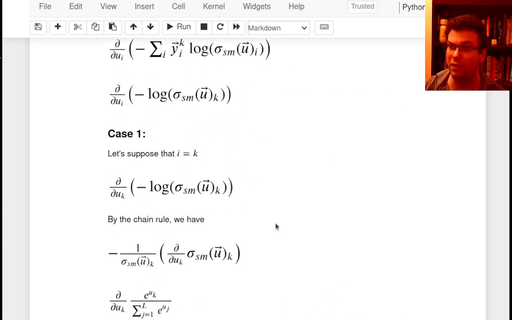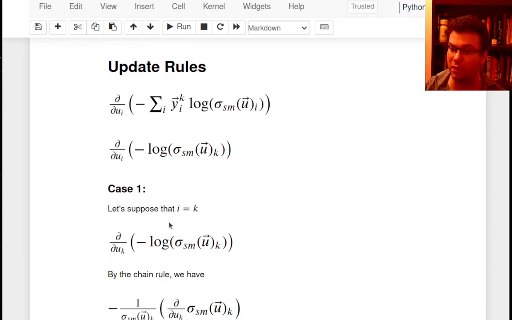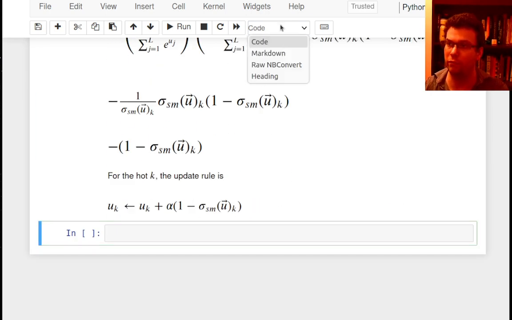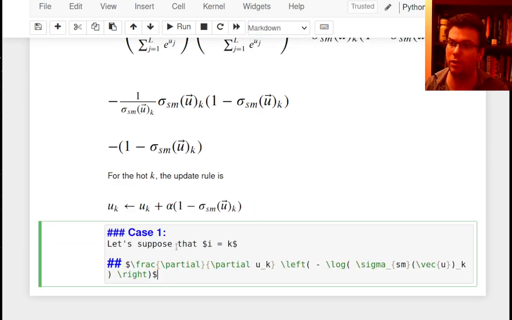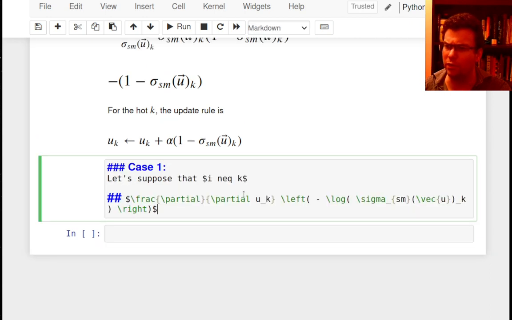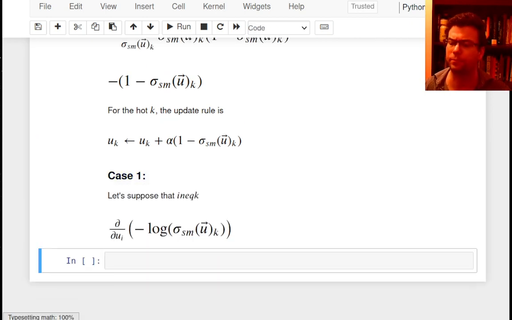Now there is another case to consider. That's the case where i does not equal k. So in general, when i is not equal to k, so when I'm not on the hot one, how am I supposed to update my u in that part of the vector? So I'm going to take the derivative with respect to ui now. I'm going to speed run through this because it's also going to turn out pretty nice.